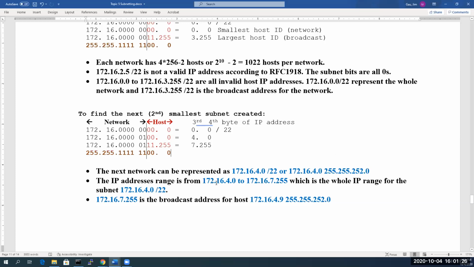And the IP address range for this is 172.16.4.0 to 172.16.7.255. Okay, and of course, instead of saying it this way, you can say it's 172.16.4.0/22, or you can say it's 172.16.4.0 with the mask 255.255.252.0. And you should understand they all mean the same thing.